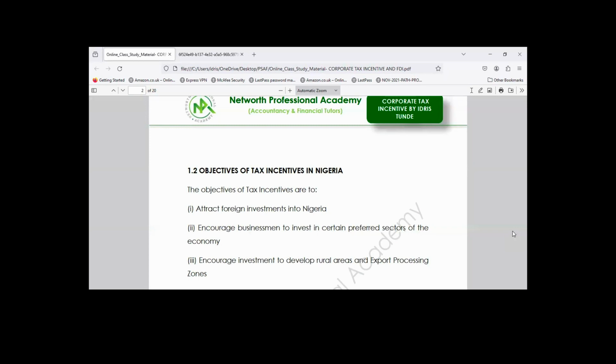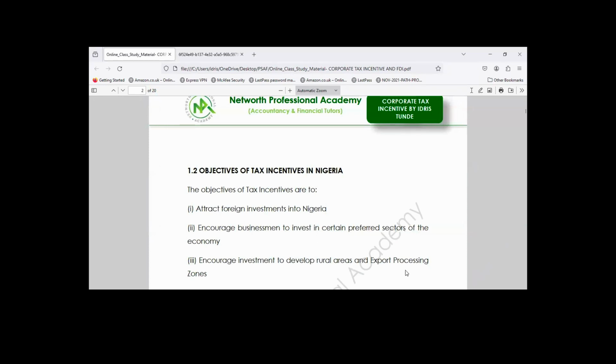Again, encourage investment or development in rural areas. How do we encourage investment and development in rural areas? There are some rural areas apart from Lagos. Lagos is an urban area. How can we encourage investment in most of the rural areas in other states, not only Lagos alone? How can we encourage investment there? By giving tax incentives to them, that if you go and locate your business in Akwa Ibom, you will be given some certain incentive. So if you locate your business in this place, you are given an incentive. So it will encourage them.